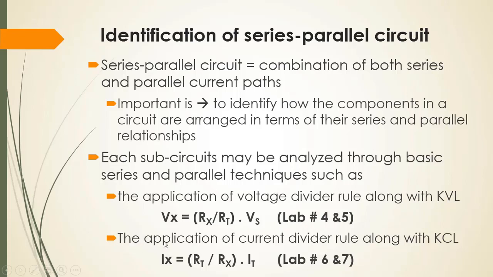Similarly, for the parallel circuit, we can use the current divider rule along with Kirchhoff current law. The formula for finding the current across any branch is such that Ix is equal to R total divided by Rx, meaning the resistance in that branch, multiplied by I total, as we have seen in lab number 6 and 7.